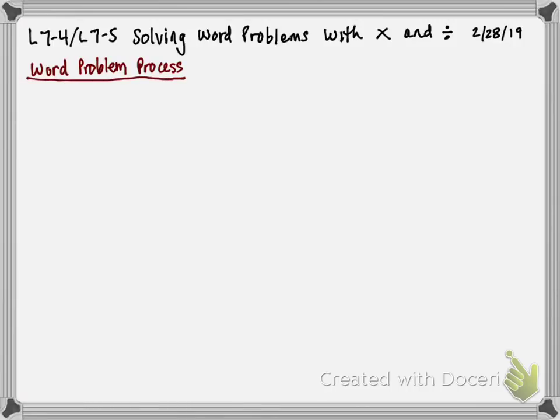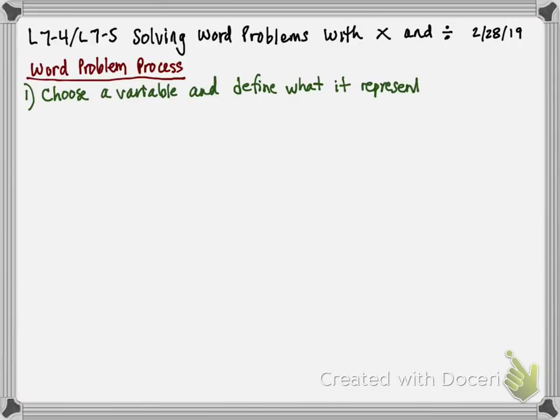So, first and foremost, after we've read the problem, we have to figure out what we're solving for. So, you're going to choose a variable, whatever letter you want, and define what it represents. Now, that simply is me saying, tell me what words your variable represents in this situation. So define what it represents. Okay? And be specific.